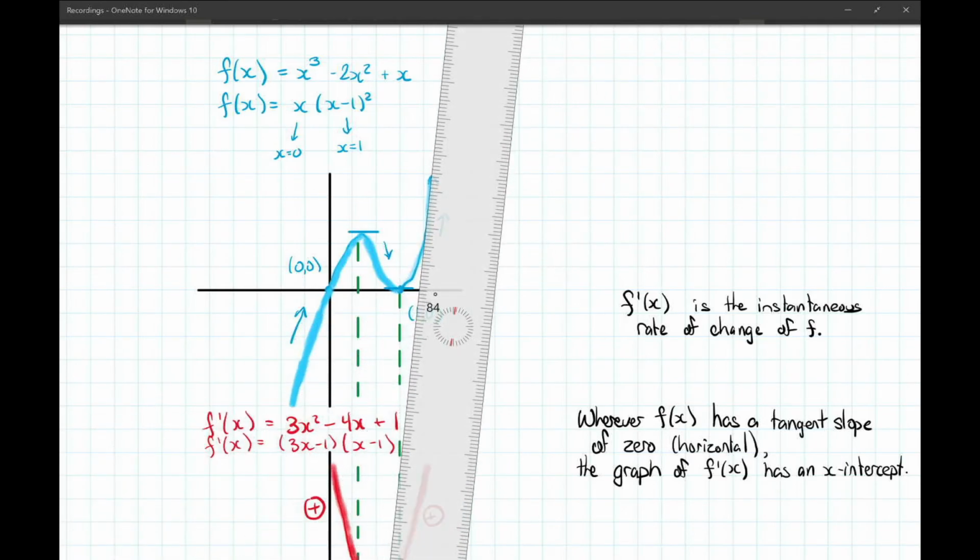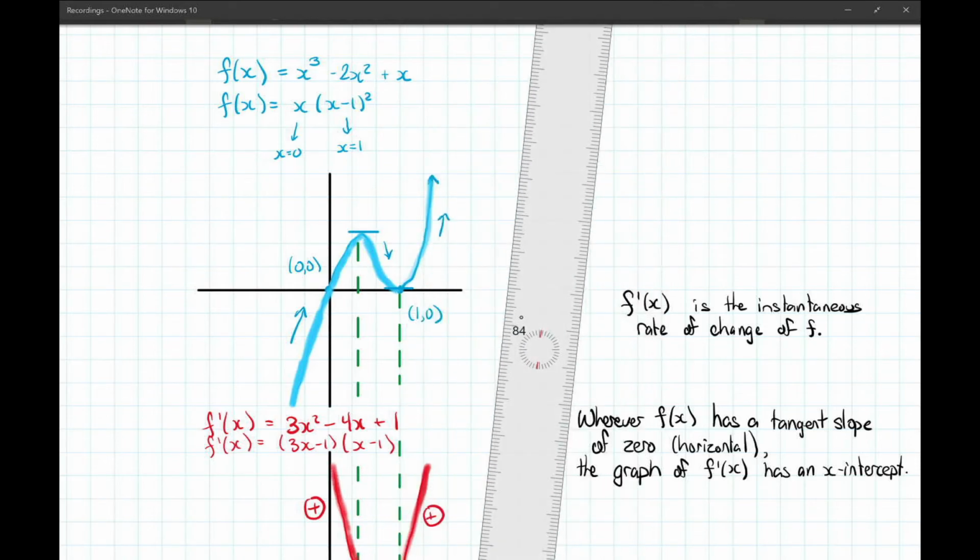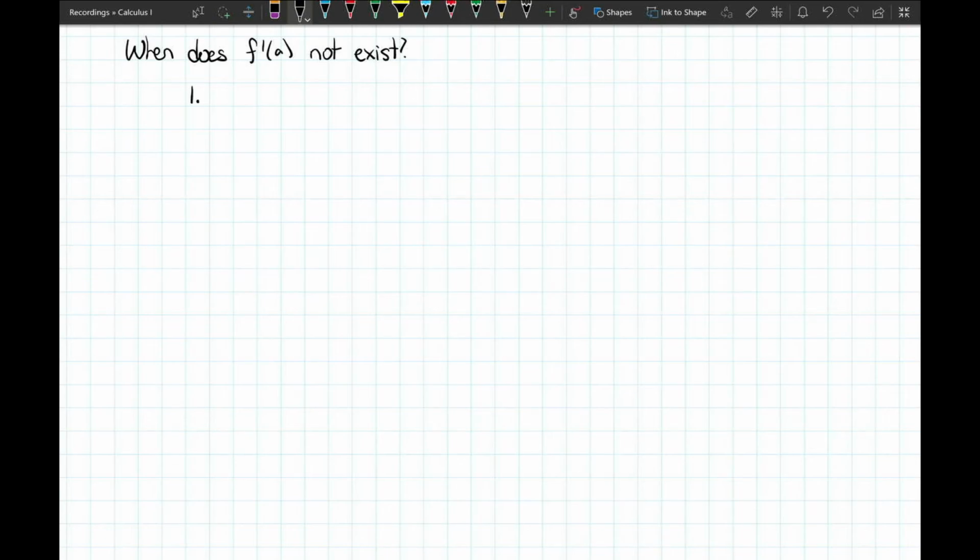What does it mean for a function to not be differentiable? Is there an example that we can think of for a function that has a point where the derivative doesn't exist? Well, there's a couple situations where that can happen. The first one would be simply that a is not in the domain of the function. So, a little example of a graph.